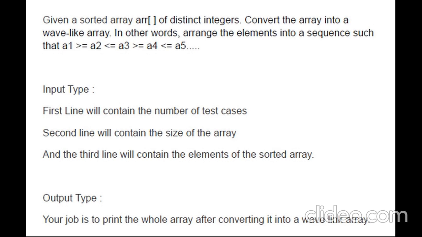You are given a sorted array ARR of distinct integers. We have to convert the array into a wave-like array. In other words, arrange the elements into a sequence such that A1 is greater than or equal to A2, less than or equal to A3, greater than or equal to A4, less than or equal to A5, and this will go on.